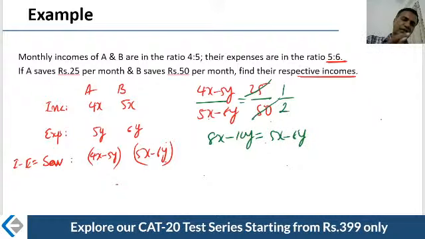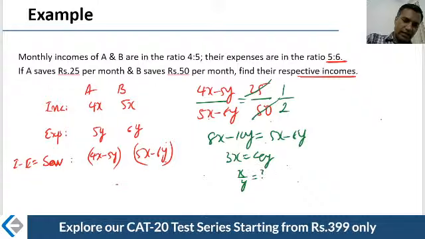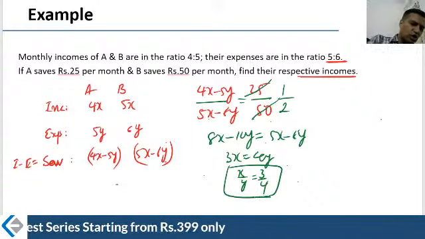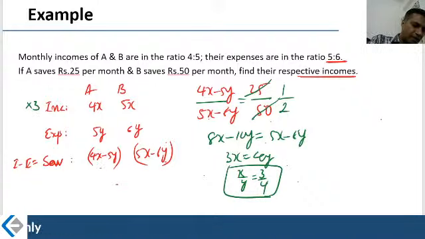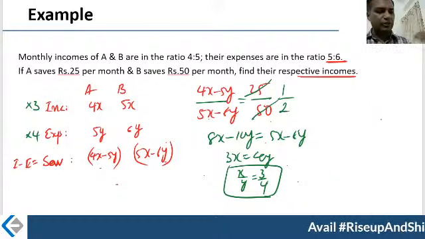What do I get? You get the ratio of x and y here. Therefore 3x is also nothing but 4y. This is what you get. So which means x and y are in the ratio 3:4. Guys, all you have to do is go to the income, multiply throughout by 3. Go to the expenses, multiply throughout by 4.